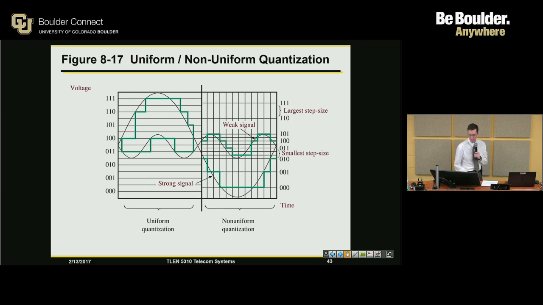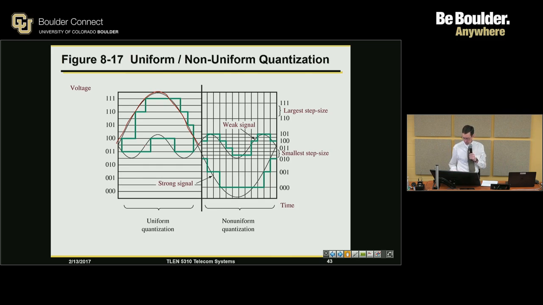So this slide is in your book. If I've got a larger signal, and I do a uniform quantization, my representation of the large signal looks pretty decent with the green lines. My small signal, though, doesn't look so good. It doesn't have very good resolution.